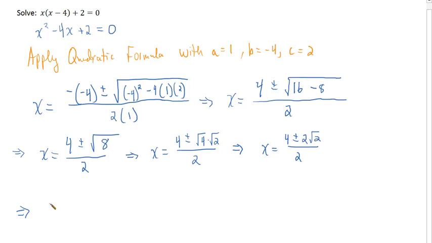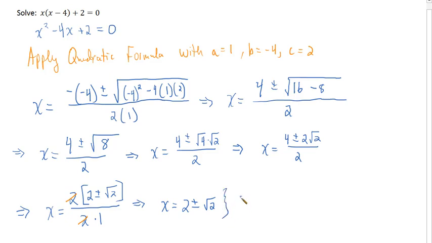So really what's happening here is I have x is then equal to, I can think of the whole numerator as 2 times 2 plus or minus the square root of 2. And of course the denominator is equal to 2 times 1. And I can reduce out the common factor of 2 between the numerator and denominator. And so then x is equal to 2 plus or minus the square root of 2. And then remember, this means that there are two solutions. One solution is x is equal to 2 minus the square root of 2, and another solution is x is equal to 2 plus the square root of 2.